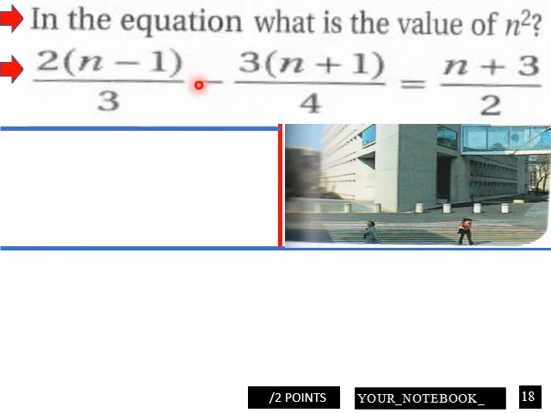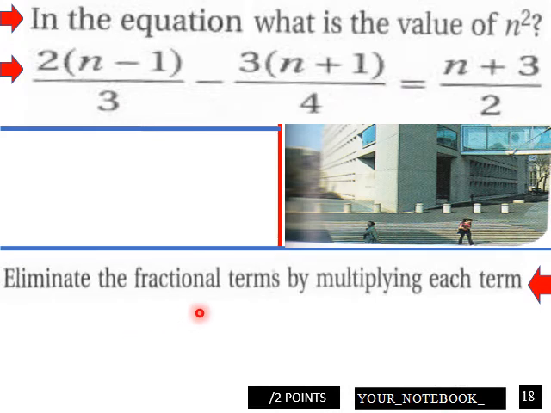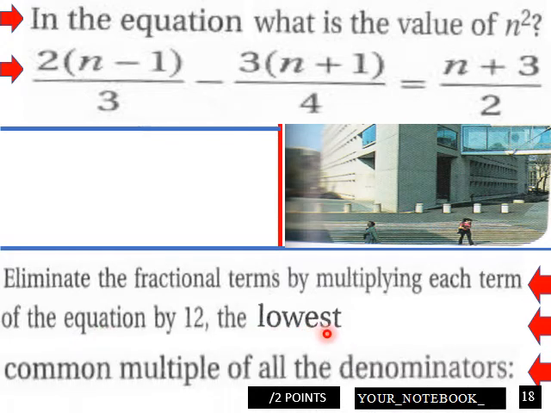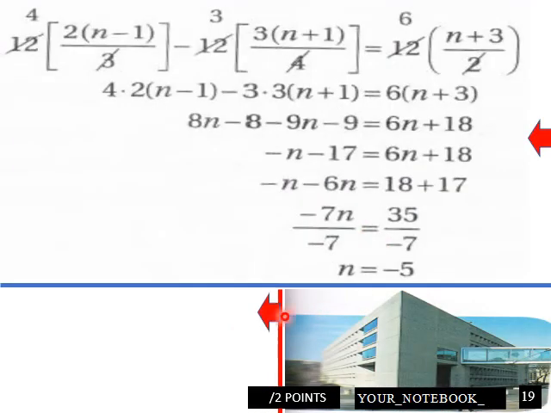So in the equation, what is the value of n squared? So we have a situation here where we have a bunch of denominators here. So eliminate fractional terms by multiplying each term of the equation by 12, the lowest common multiple of all the denominators. So we have to multiply through by 12. And when we do that, we eliminate our denominators. We end up with this gnarly thing here that we have to multiply through, distribute multiplication, and then combine like terms after we do that.